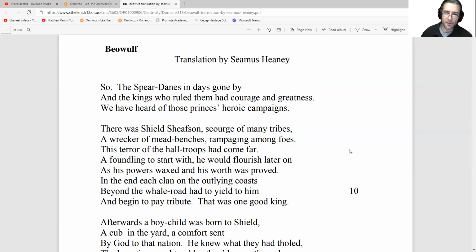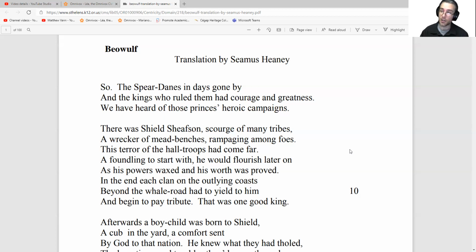There was Shield Chieftain, scourge of many tribes, a wrecker of mead benches, rampaging among foes. This terror of the hall troops had come far. Now we have a kind of elaborate description in heroic terms, using extensive hyperbolic diction. He's the scourge of many tribes, the wrecker of mead benches. So he has earned glory and he has earned the right to rule. He is a great king because of the devastation he has wrought upon his enemies.